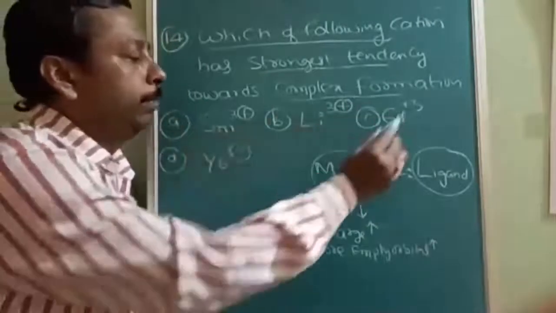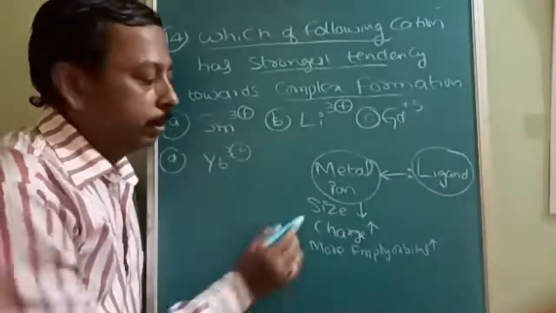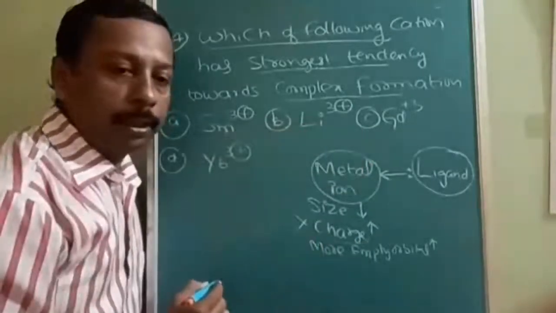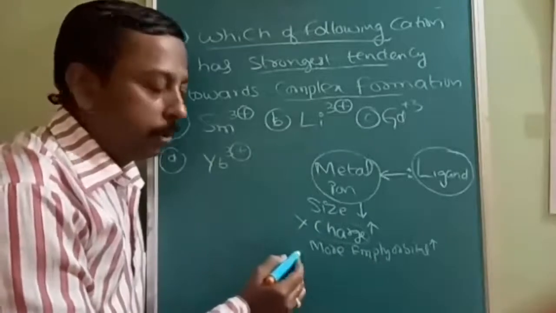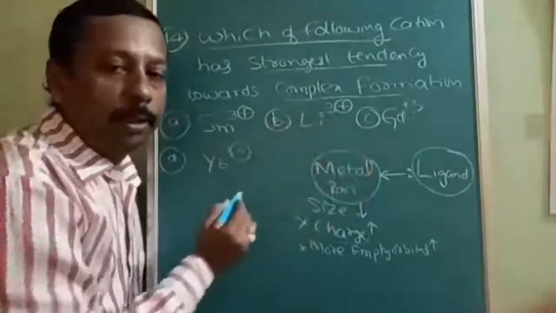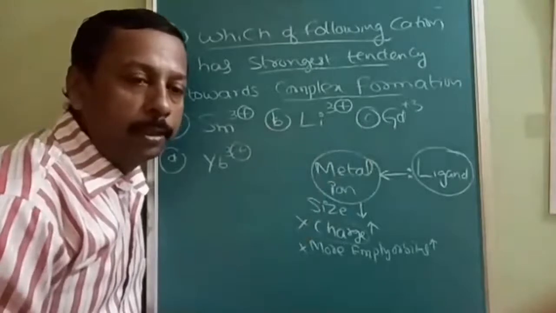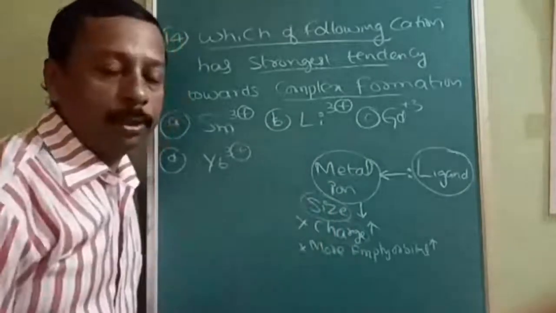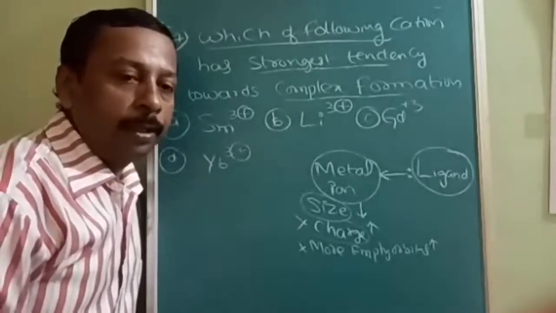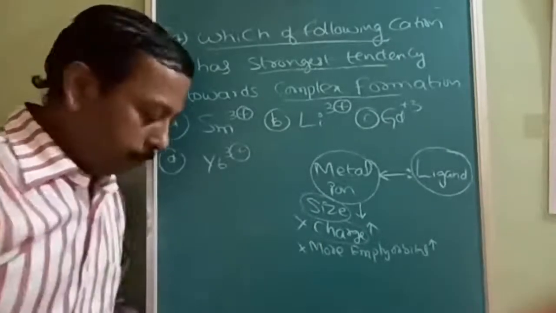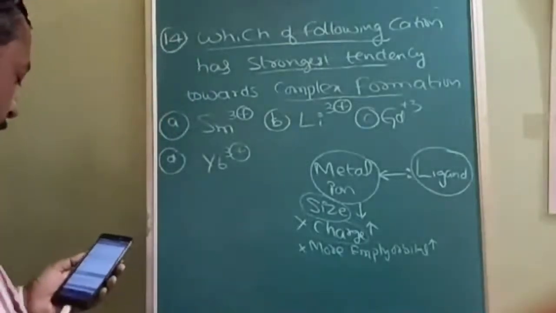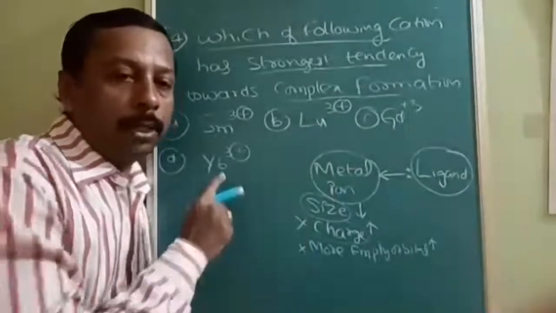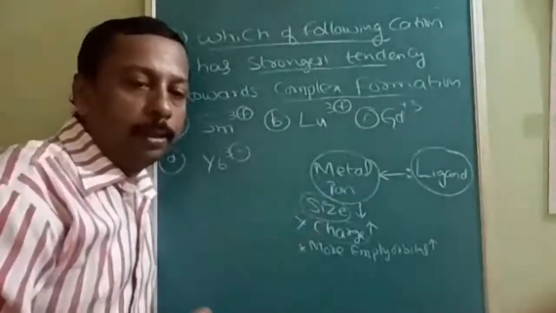Now see here, by which concept you can attempt this one. Charge: all of them are 3 positive, so this concept we cannot apply. And more empty orbitals: all of them are F block elements, so in F block elements the d orbital will be empty in the same way. Then it will be due to the size. So the lanthanide series goes from lanthanum to lutetium. I have written it wrongly, it is lutetium. It starts from lanthanum and ends at lutetium.